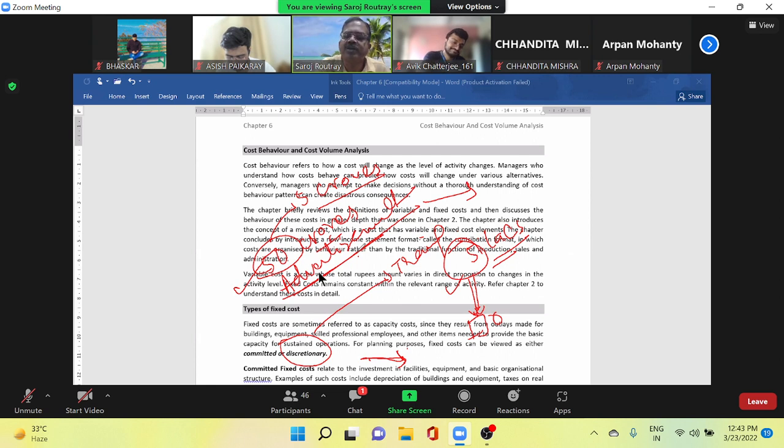What is the benefit of it? You can always control it. For example, if you are asked by the management to control your cost, reduce your cost, because the time is not going well, you only eye the discretionary fixed cost first. For that, you need to know which costs are discretionary in nature. Okay.